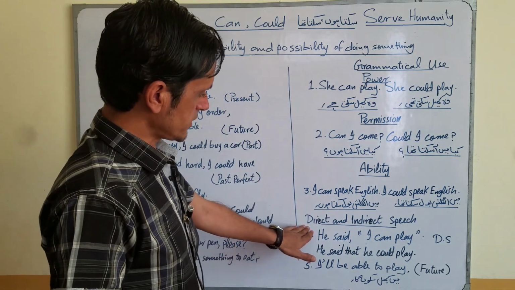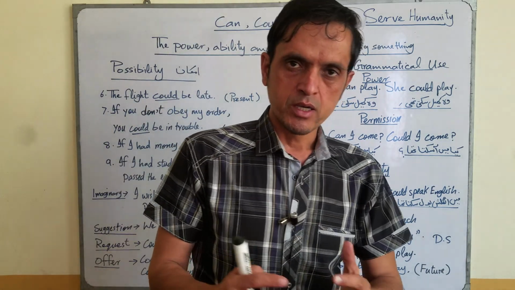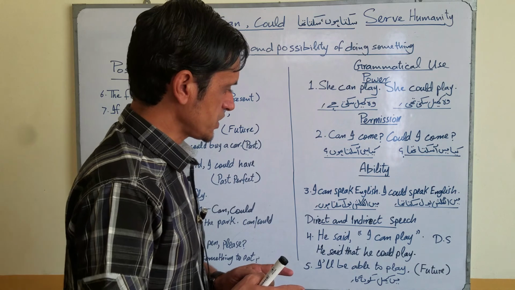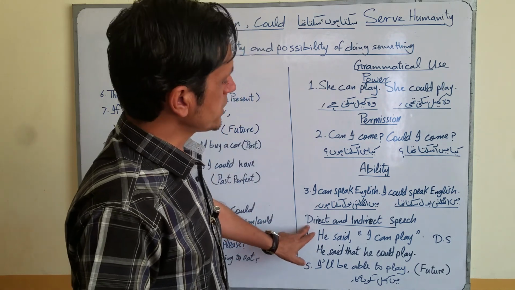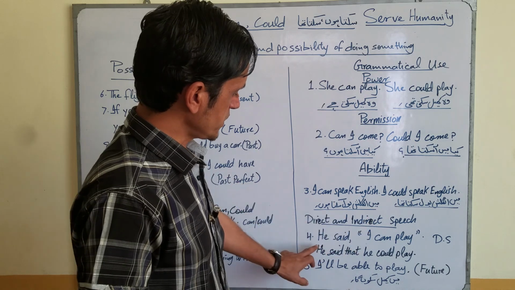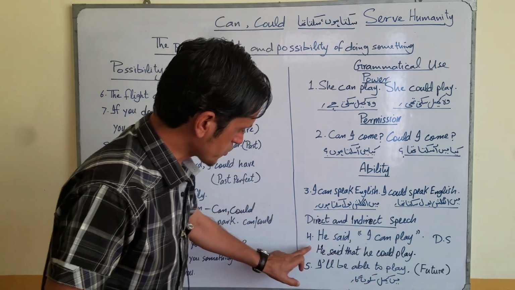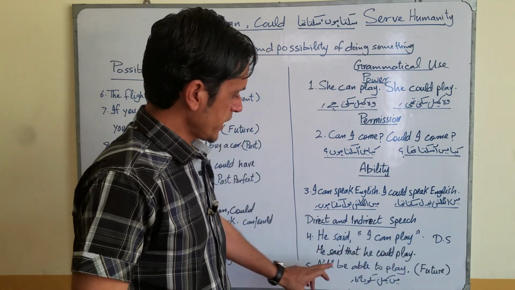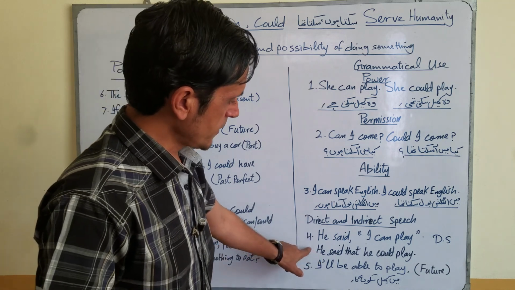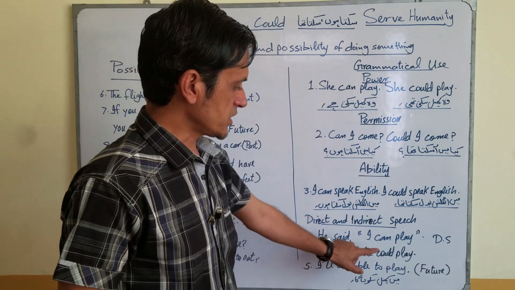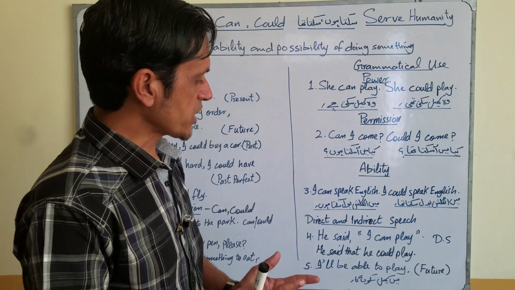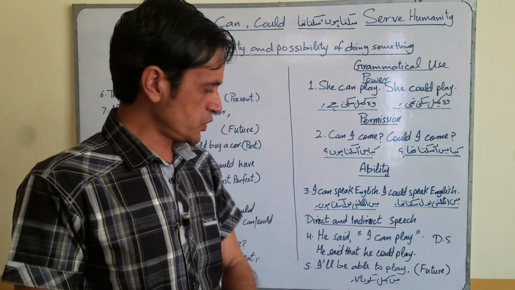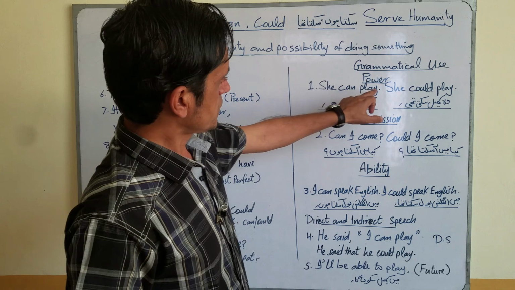Now come to direct and indirect speech. Moreover, we can also use can and could when we make direct speech and indirect speech. He said, I can play. This is direct speech, and here we have used can. When we want to change direct speech into indirect speech, can is changed to could. He said that he could play. In this way we can change can and could, and it's clear that here it also shows power.